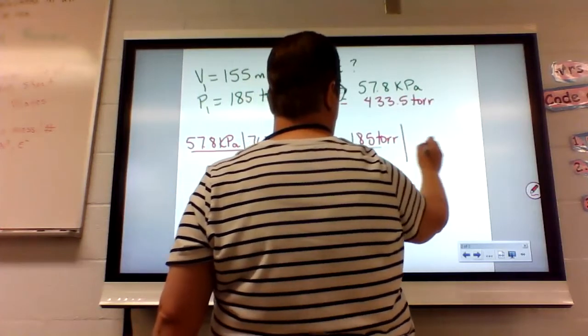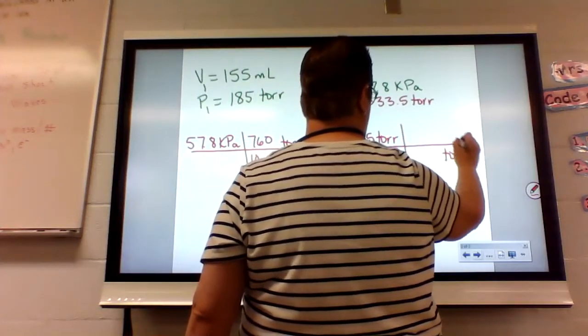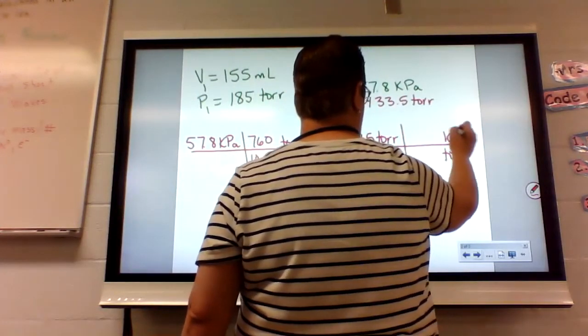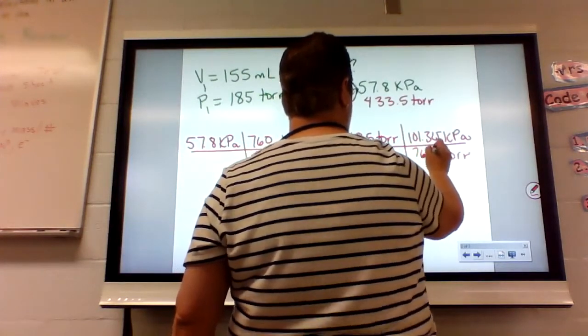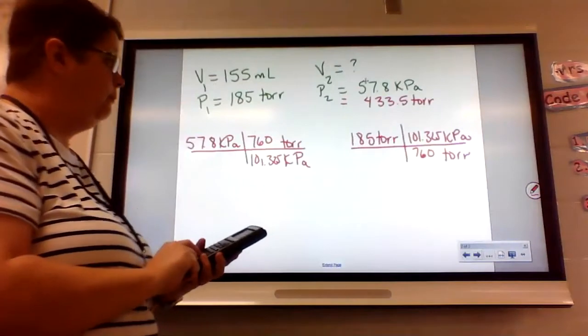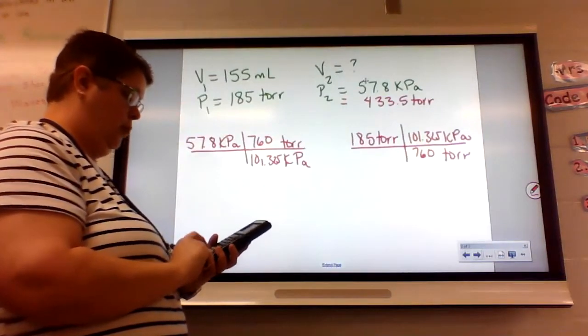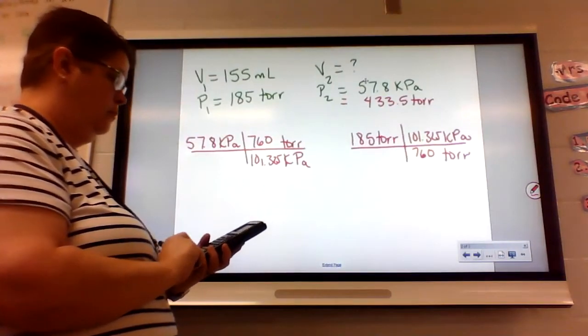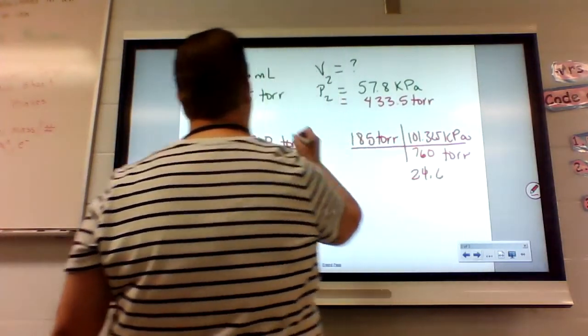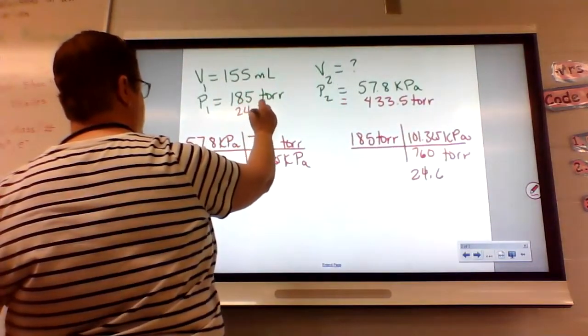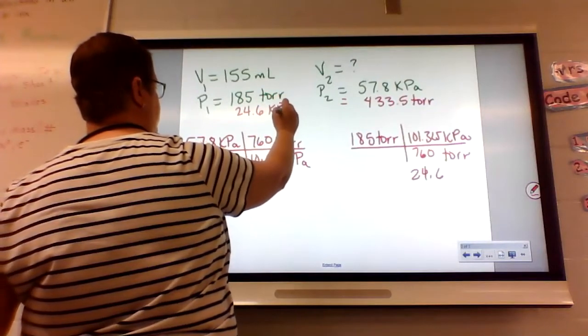All right. If you did the other one and you went 185 torr and changed it into kPa, you would do it the opposite way. Torr on the bottom, kPa on the top. 101.325 over 760. Are these questions going to be on the CFA today? Nope. So that gives 24.6 kPa.